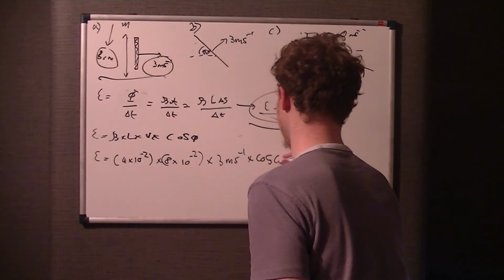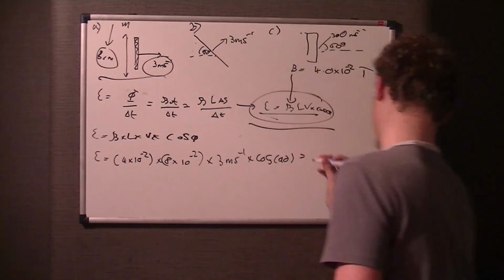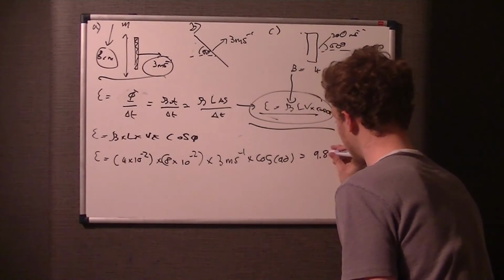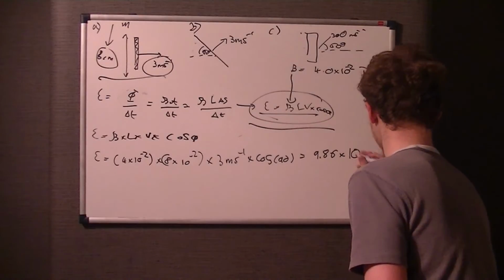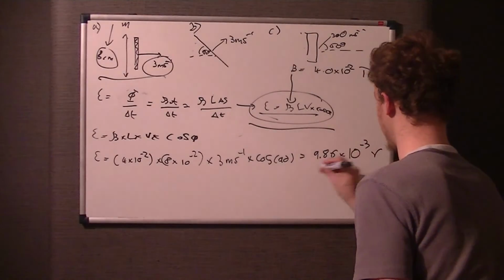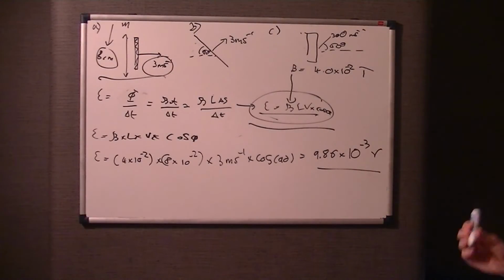We'll put it in anyway just to get used to it. Okay, and if you sub that in your calculator, you should get a value of 9.86 times 10 to the minus 3 volts, because it's measured in volts, remember, EMF.